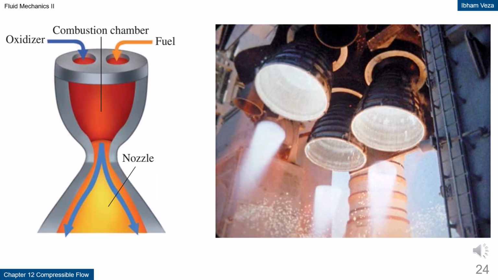This image shows a real example of a propulsion system based on compressible flow. The combustion chamber produces high temperature and high pressure gases. The nozzle then converts this thermal energy into kinetic energy. This process generates a very high-speed jet. The same principle is used in rocket engines and jet engines.